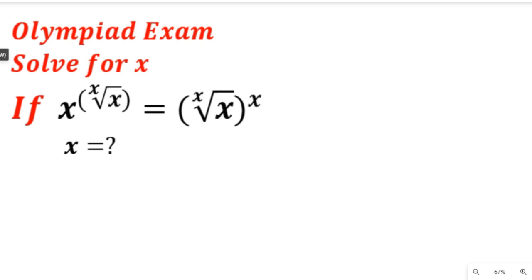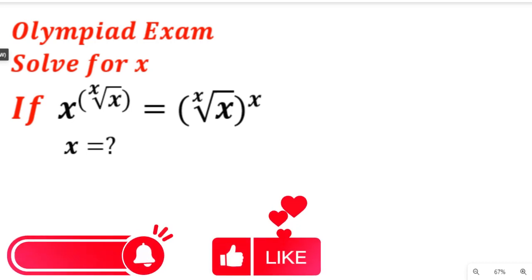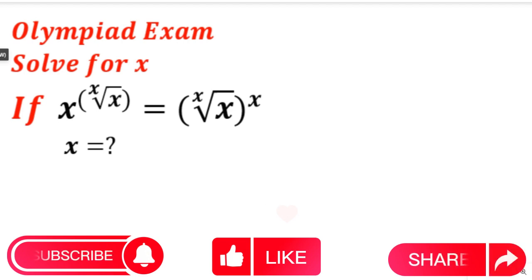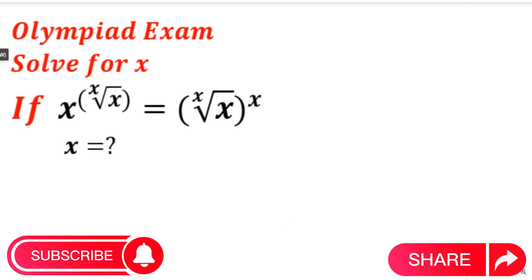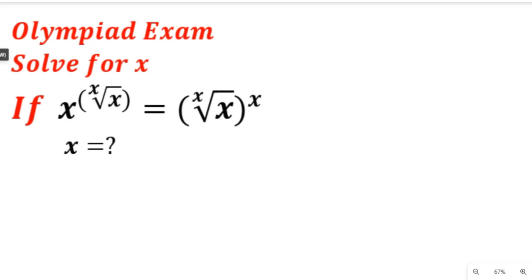In our maths tutorial today, we are going to solve for x in this Olympiad exam question. We are asked to find the value of x if x to the power of the x root of x is equal to the x root of x to the power of x. We're going to use two methods in solving this question, and we are going to arrive at the same solution. The first method involves the use of logarithm, and we are going to see how we apply that method in solving that question.